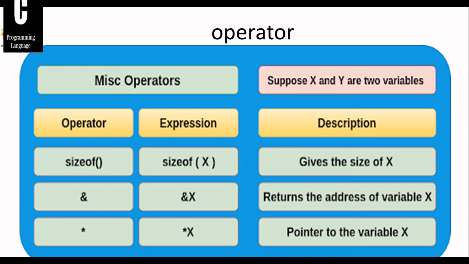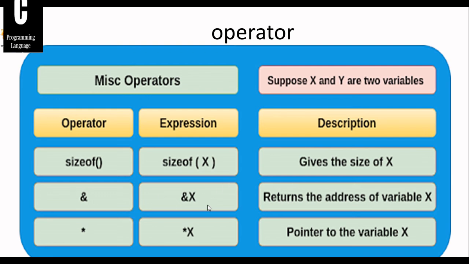Then the next is the other operators. We are using some other operators also: the sizeof operator, the reference operator, and the pointer member operator. So these are some other operators. We'll see sizeof. We use sizeof as an operator, but it looks like a function. sizeof is not a function, but it looks like a function. We use this to calculate the size of x. The sizeof x operator will return how much memory is used to store the variable x.